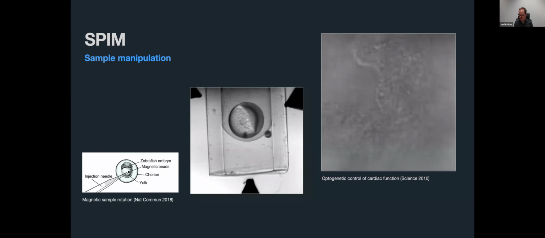So here, for example, we express halorhodopsin in the myocardium, and by illuminating the pacemaker, you can actually stop the heart and thereby then visualize or study processes in the zebrafish that depend on blood flow. And this is perfectly reversible, so you can turn off the light and the heart continues to beat.